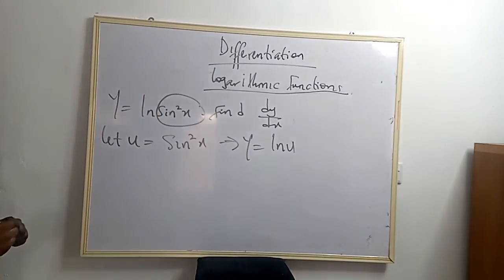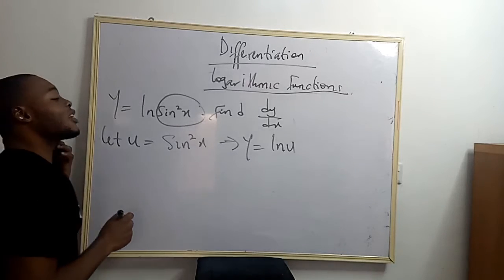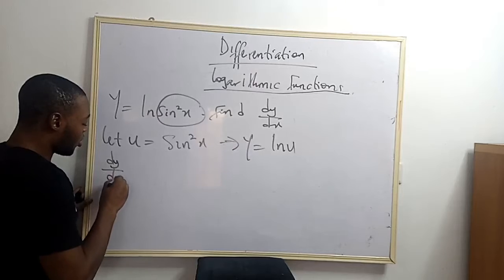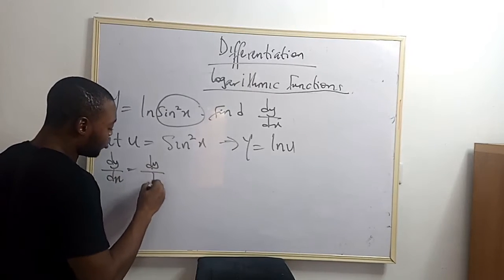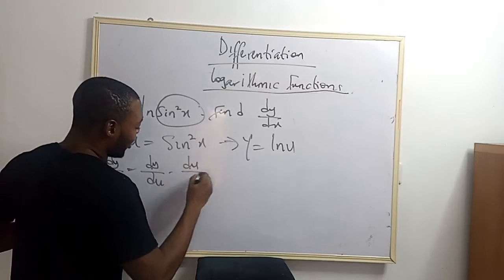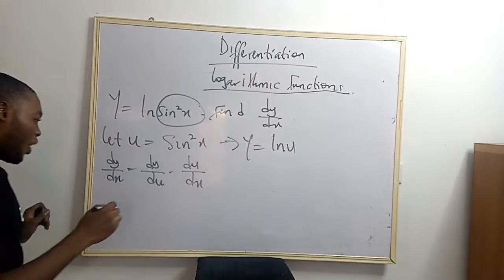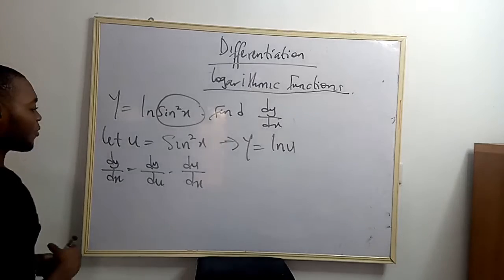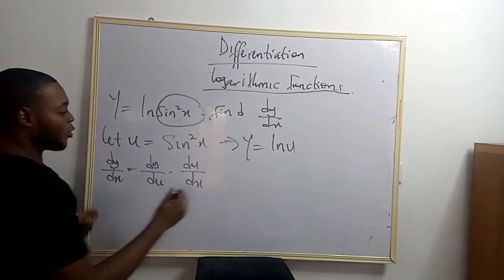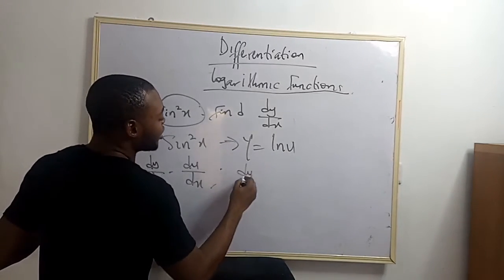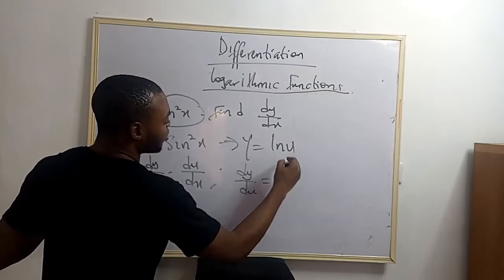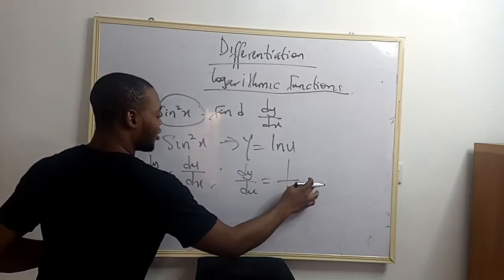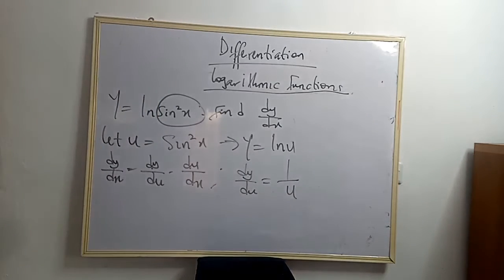Log u, right? So from here, remember chain rule, dy/dx will be equal to dy/du times du/dx. First you find dy/du. From here, this is our y. dy/du will be equal to what? 1 over u, right? And from here, we have u equal to sine squared x.